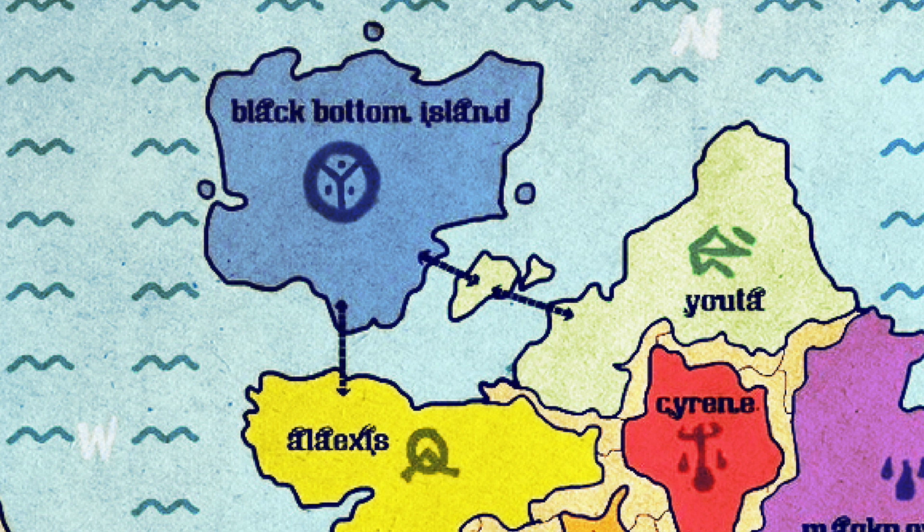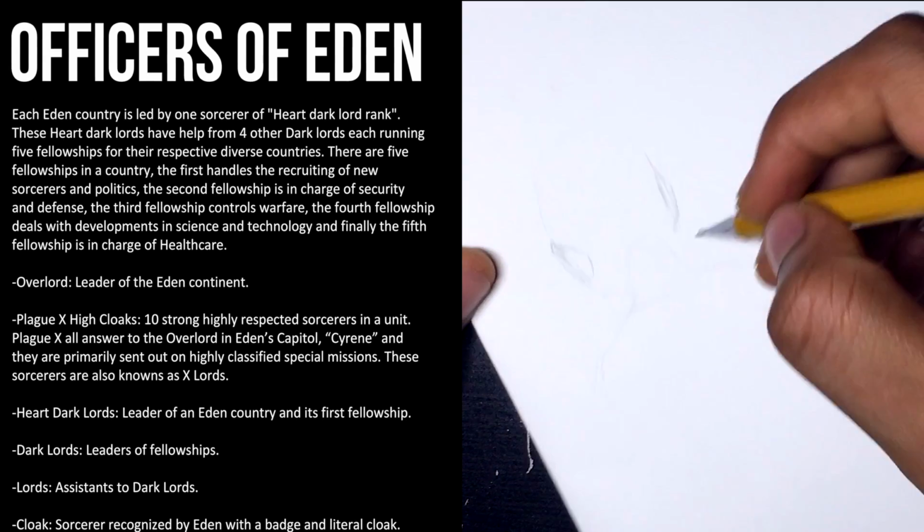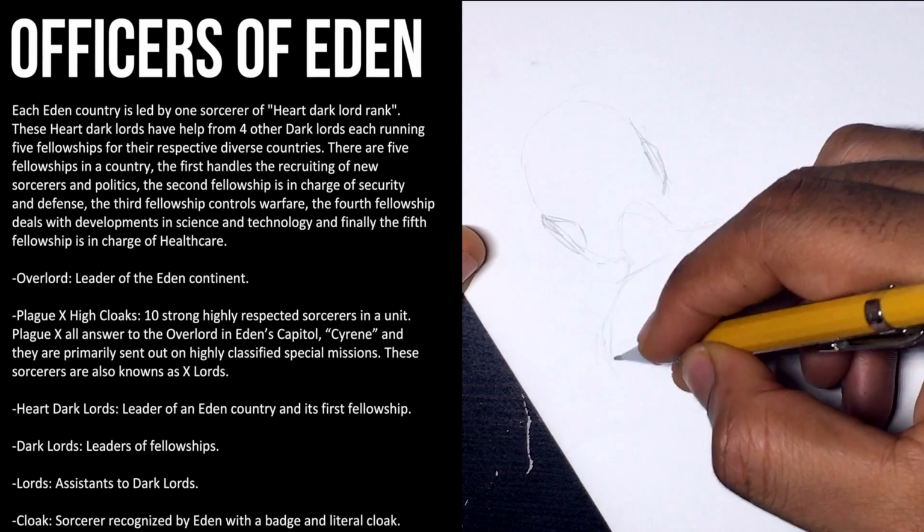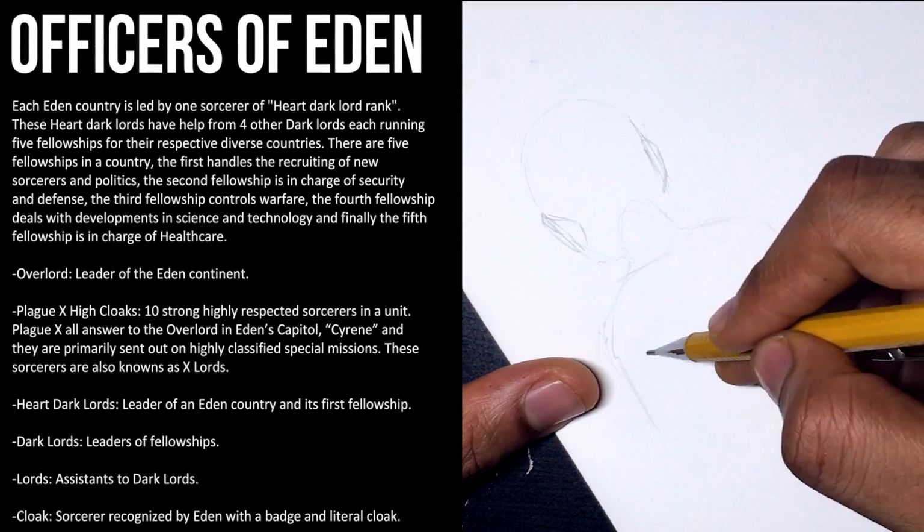With regards to the ranks and how the officers are ranked in Eden, they're called cloaks. I'll go into further detail right now. Each Eden country is led by one sorcerer of Heart Dark Lord rank.